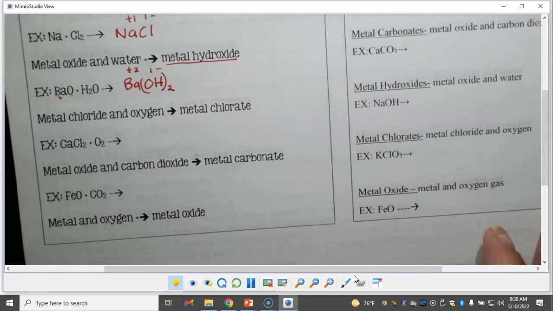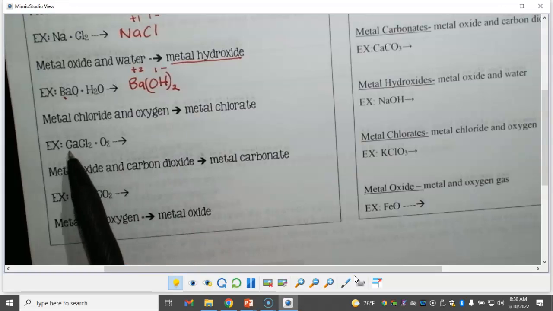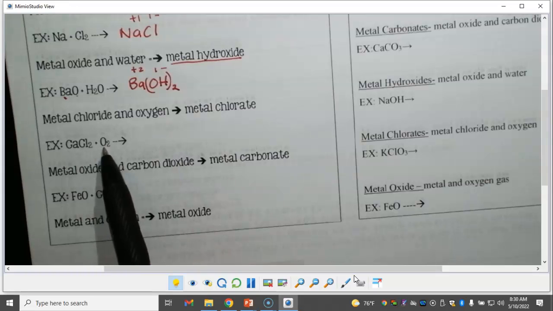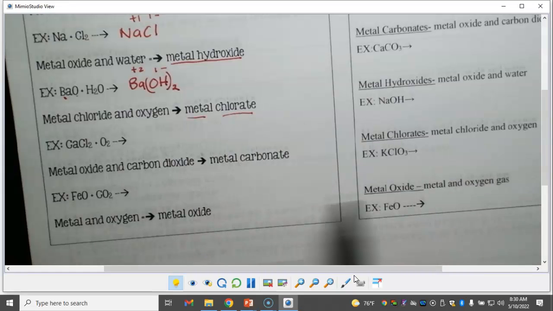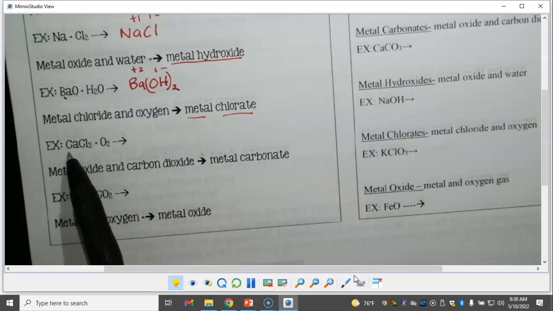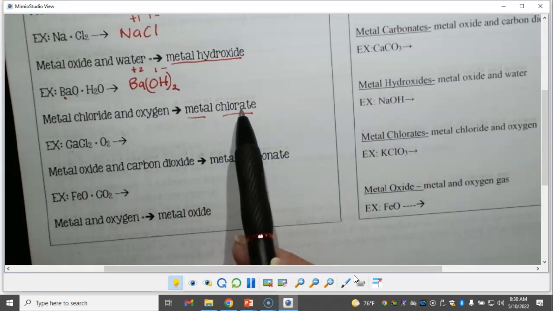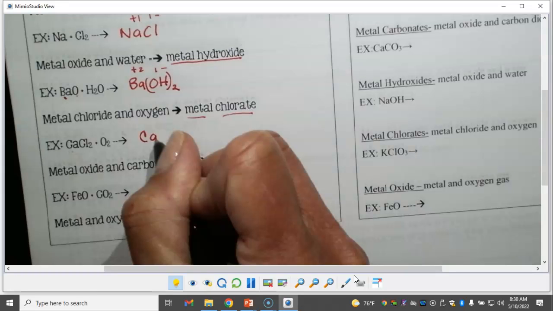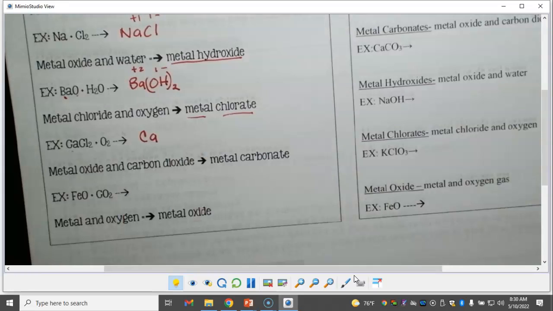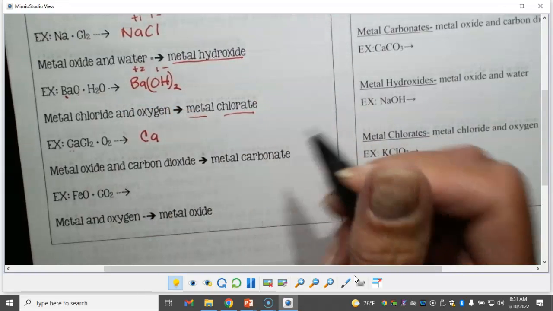Okay. Our next one is a metal chloride and oxygen. If we have a metal chloride combined with oxygen, we always get a metal chlorate. Always. Again, this metal could be anything: calcium, barium, magnesium, iron, it doesn't matter. So I take the metal from the reactant, which is calcium, and pair it up with chlorate. Does anybody remember the formula for chlorate? The polyatomic ion?